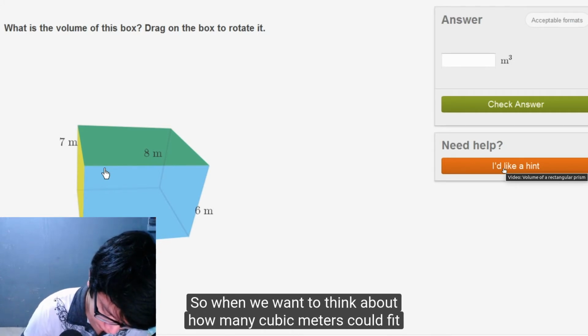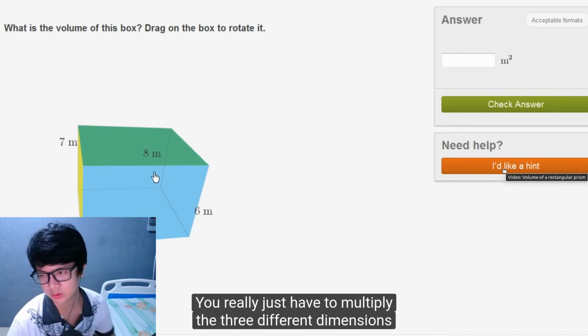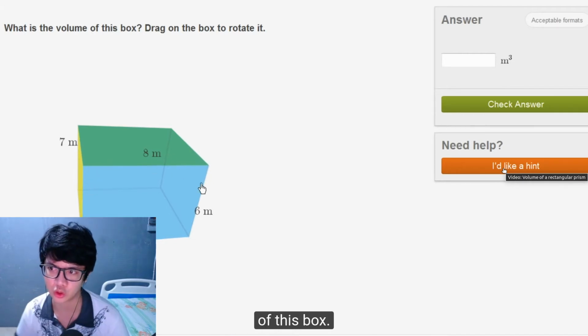So when we want to think about how many cubic meters could fit in this box, we've already seen examples that you really just have to multiply the 3 different dimensions of this box.